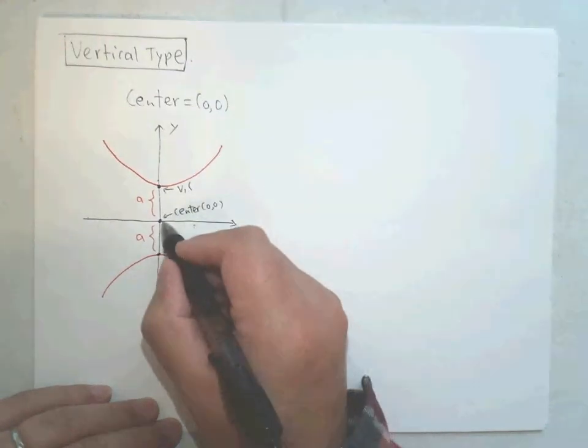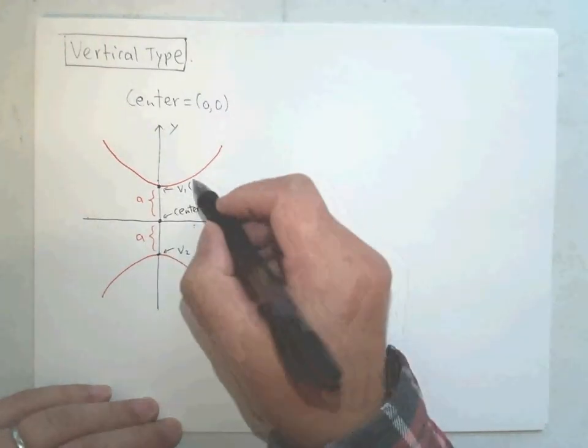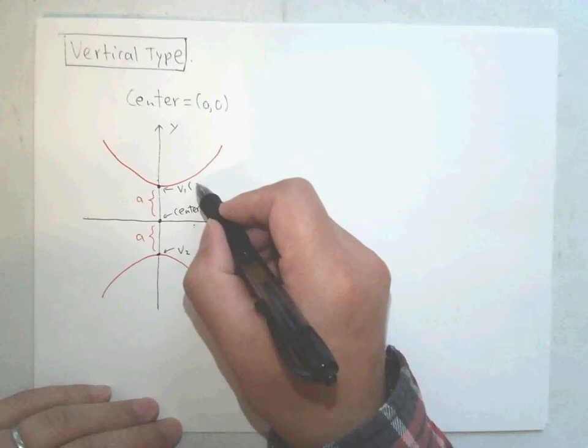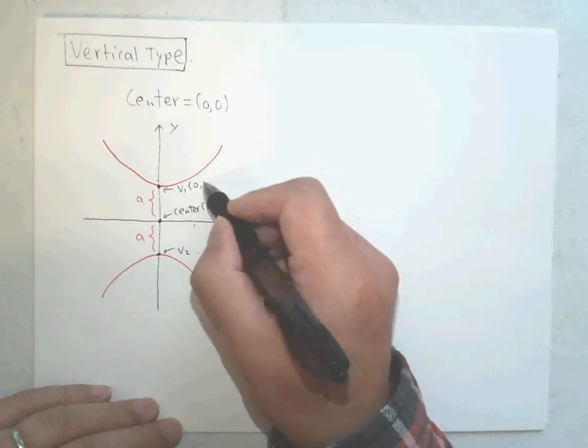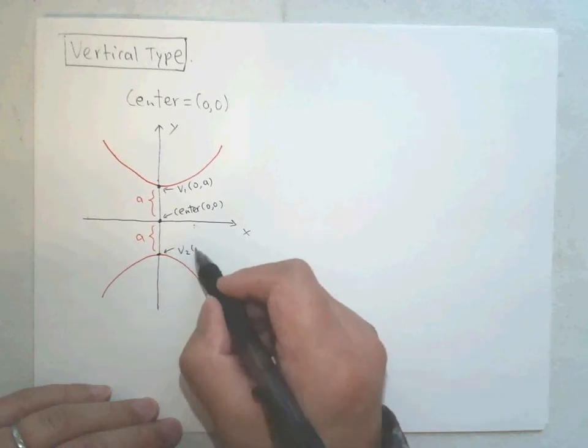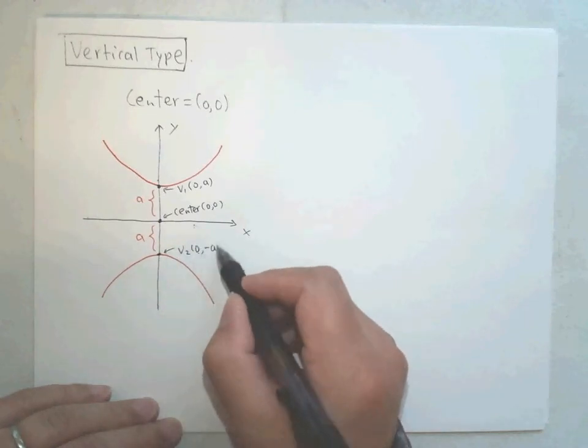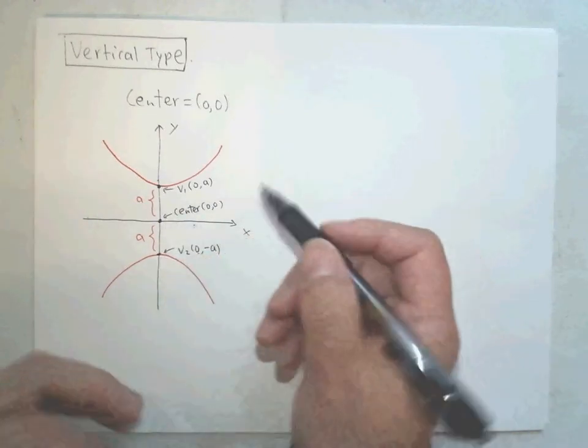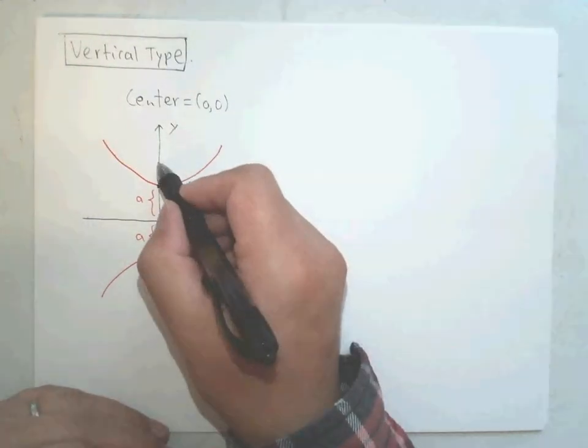Then we will have V1 as this center point that goes up, right? So everyone, you know this should be x is still 0, y goes to A. And this is negative A, right? So x is 0, y is negative A. It means it goes down A.